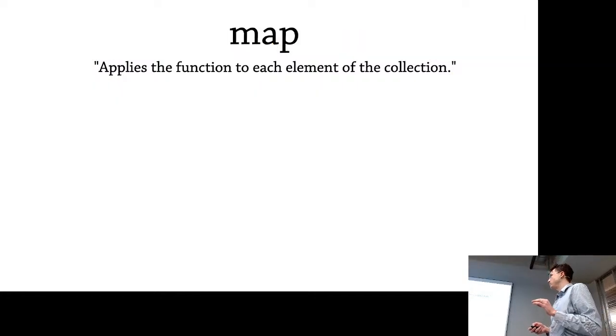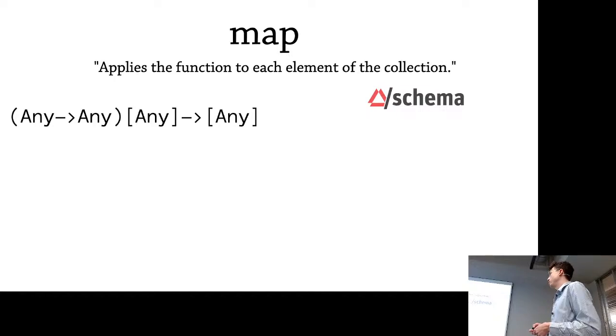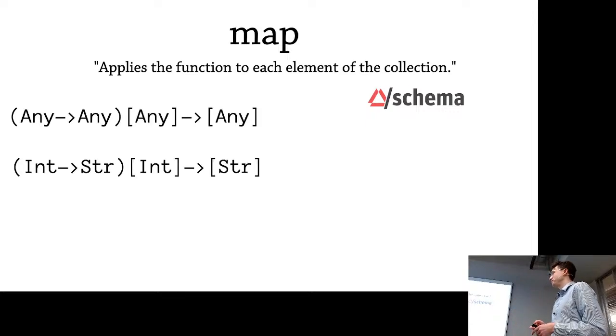All right, so let's use the same strategy to build up the new spec for map. So this is a good spec for map. If you have a collection of anything, well, your function needs to take anything, and you return anything, and then you get anything out. But if you have ints, your function needs to take ints and return strings.